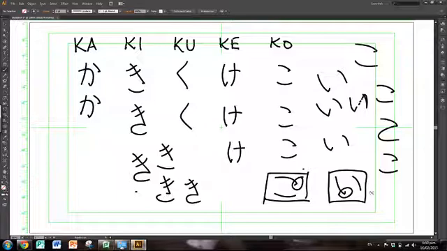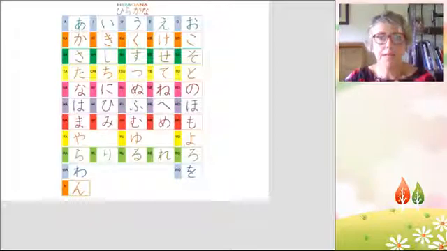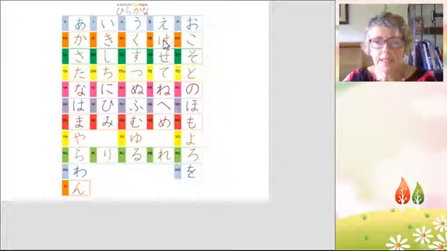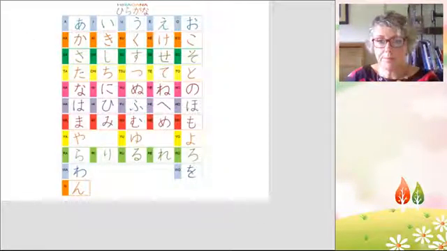So that's how we write ka, ki, ku, ke, ko. I hope that made some sense to you. So we've just looked at ka, ki, ku, ke, and ko.